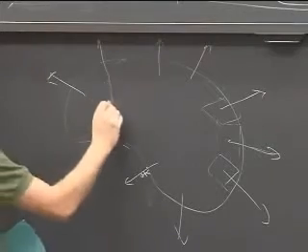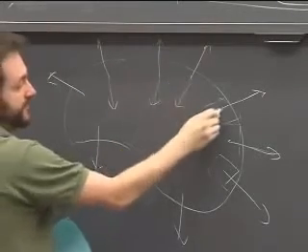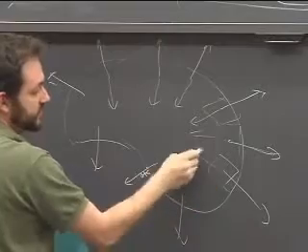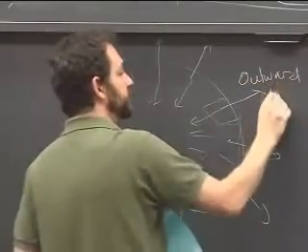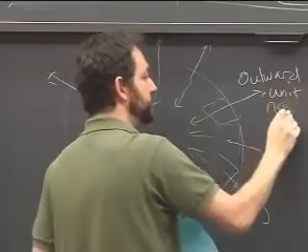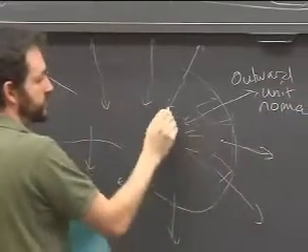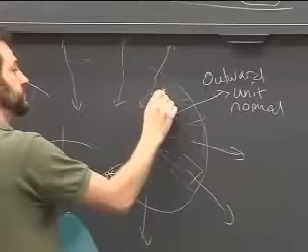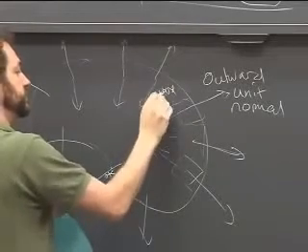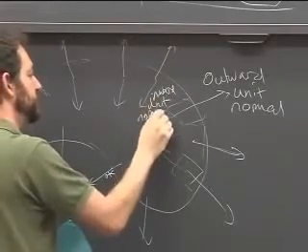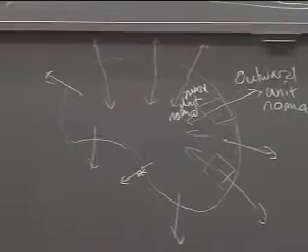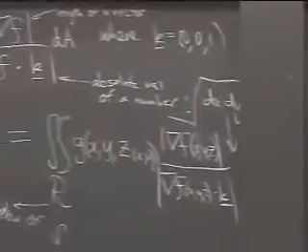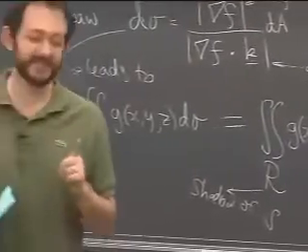Of course, there's an inward one, which is just at every point the negative of the vector. So this is the outward unit normal, and this would be the inward unit normal. So if you have a closed surface, no boundary, then you can do this more or less, if you're lucky. Most of the time you can.